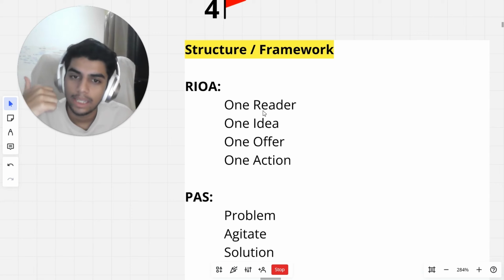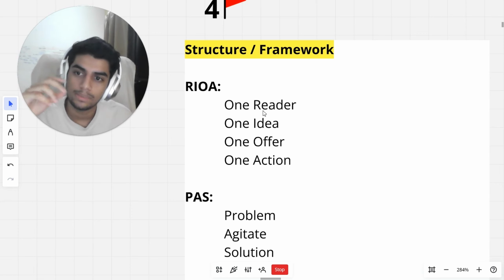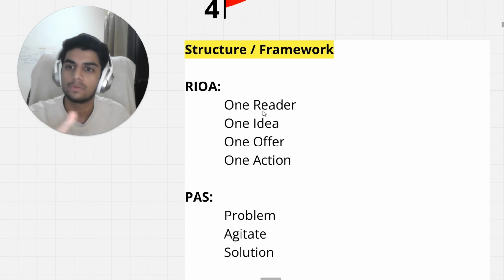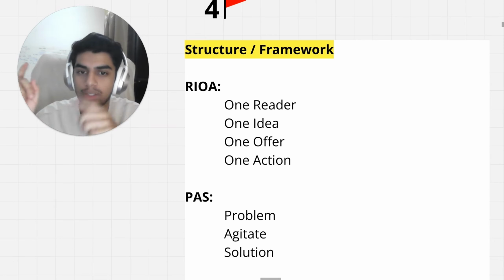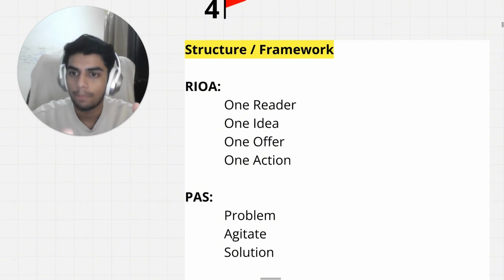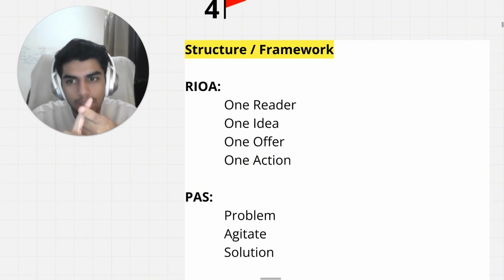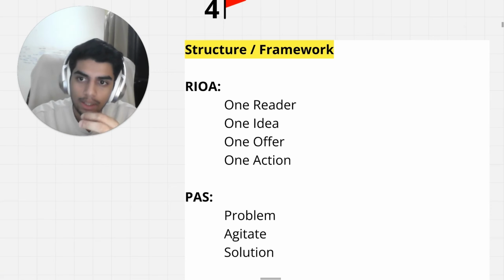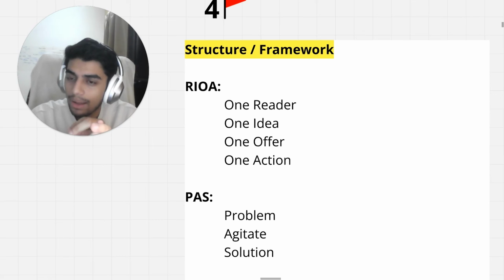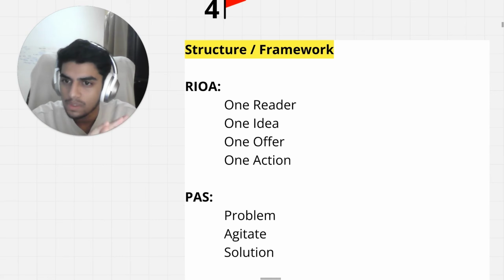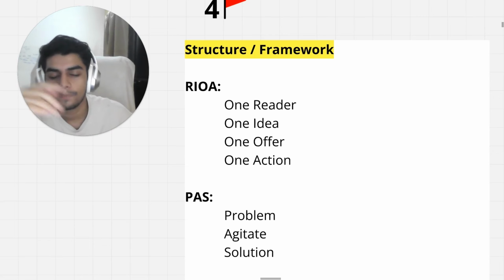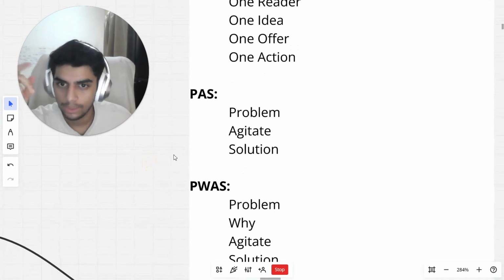One reader is the awareness of the reader, why we are writing copy and who we are writing it for. One idea, again referring back to the big idea point: a copy is just going to take one big idea, which we are going to talk about in the copy, one offer, and only one action. If you see more than 2 or 3 actions, it's not a good piece of copy. It's a failed copy because it's going to confuse the reader.